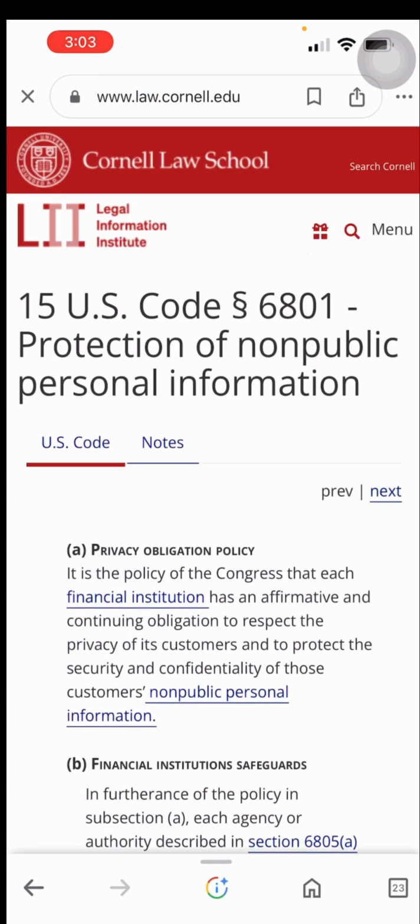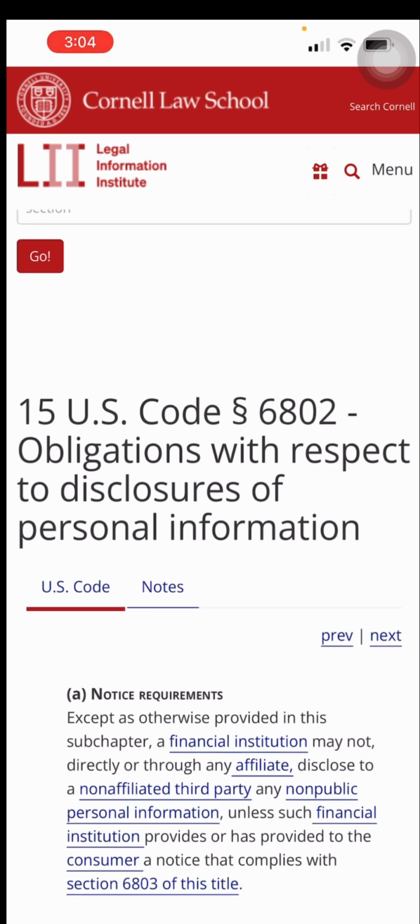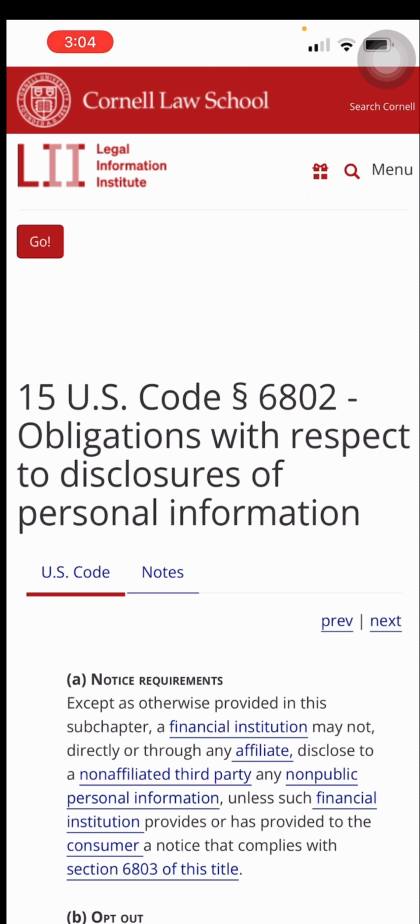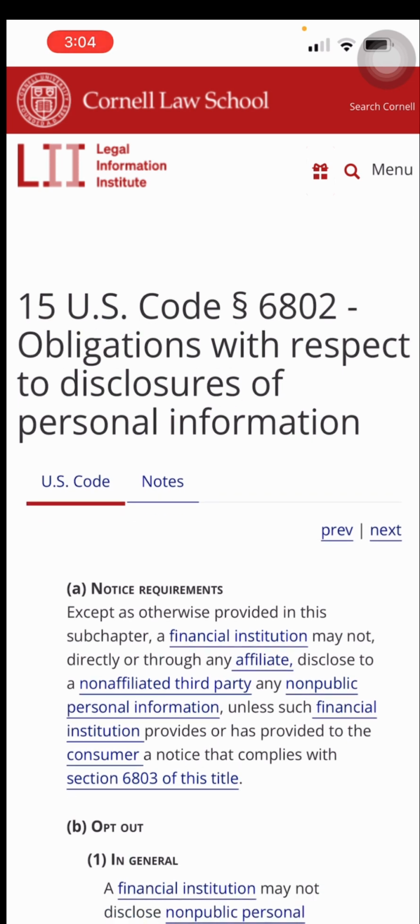I'm not just telling you that, I can prove it to you. 15 USC 6802, obligation with respect to disclosure of personal information. So again, they have an obligation. Let's read. Except as otherwise provided in this subchapter, a financial institution may not, directly or through any affiliate, disclose to a non-affiliate third party. Let's stop there. A non-affiliate third party.